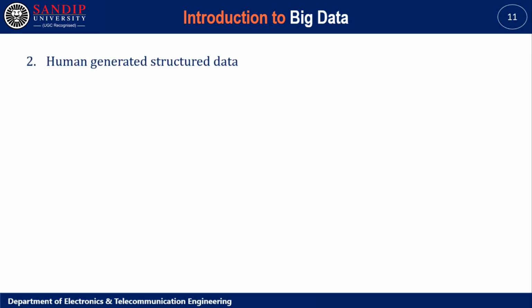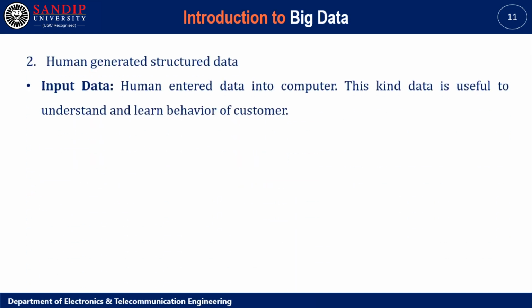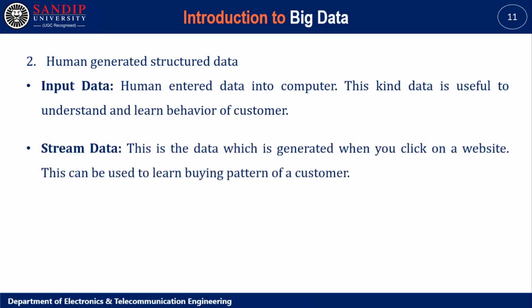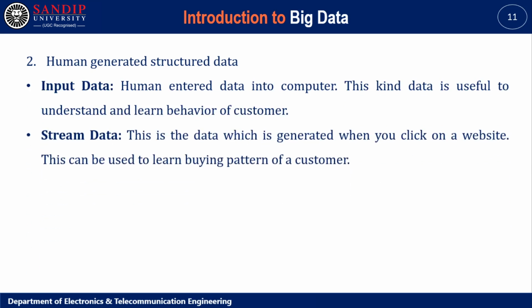Human generated structured data. Input data. Humans enter data into a computer. This kind of data is useful to understand and learn behavior of customer. Stream data. This is the data which is generated when you click on a website. This can be used to learn buying pattern of a customer.